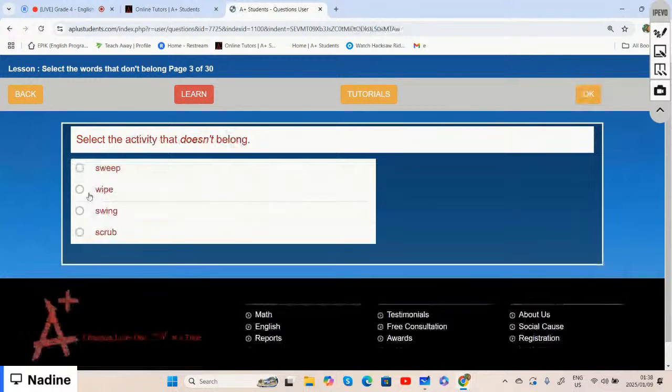All right. The next one says we need to select the activity that doesn't belong. An activity that doesn't belong. Option one, sweep. Option two, wipe. Option three, swing. Option four, scrub. Which activity does not belong? It is not related to the other three.